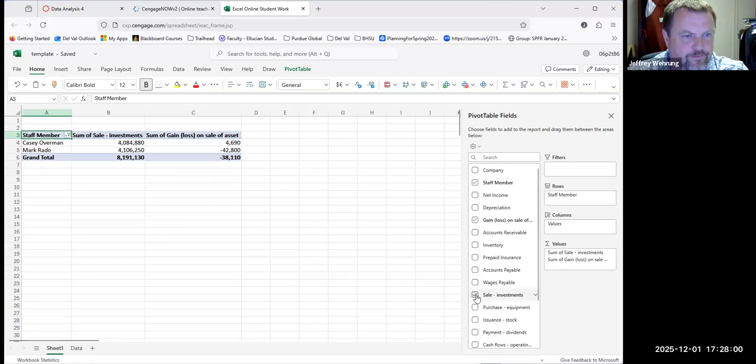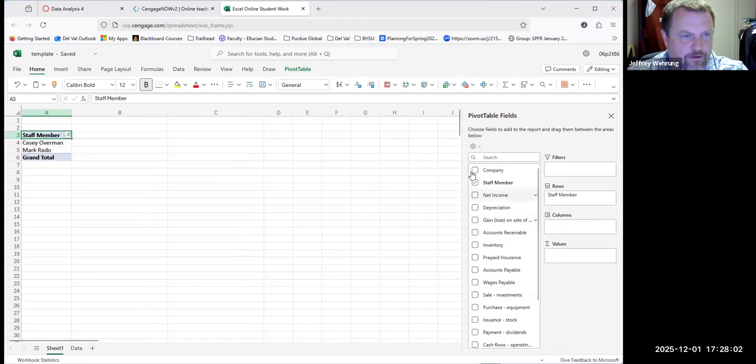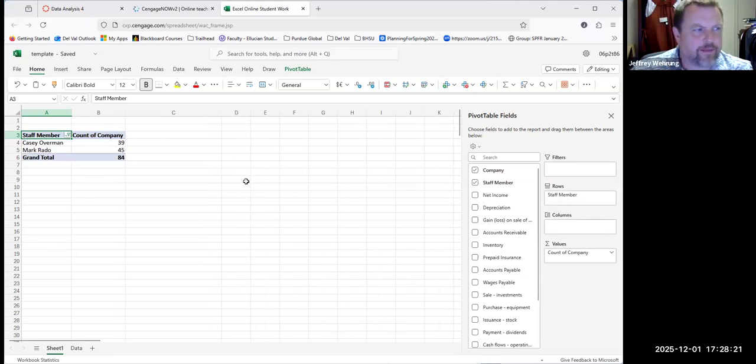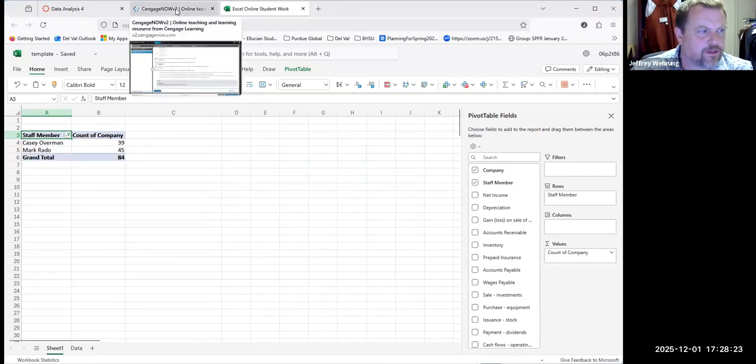Okay, now we can list all the companies that those two have. So that's the count of all their companies. Or we can add their companies to rows if we want. Ooh, what did I do? All right. So anyhow, this is how many companies they have each.